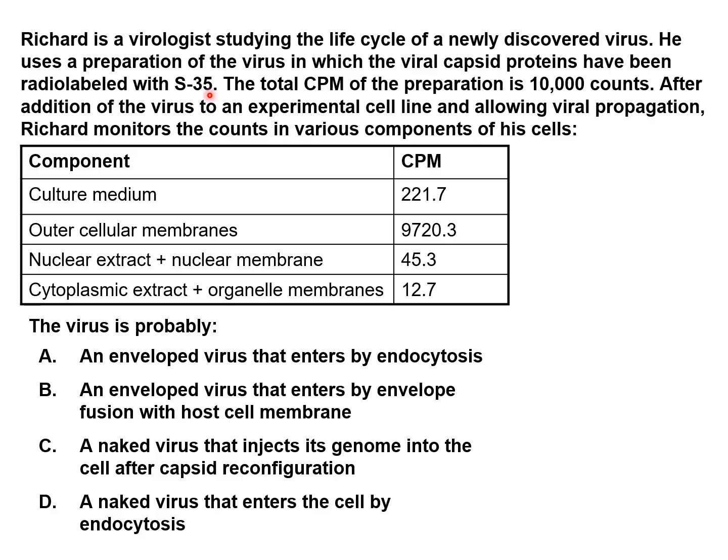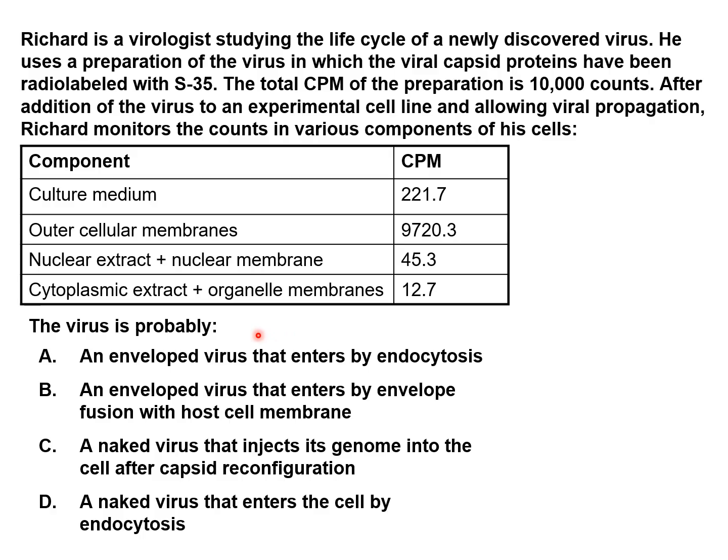So remember, the capsid proteins are labeled. The first component is the culture medium. The second component is the outer cell membranes. And then we have the nuclear extract and nuclear membrane. And the last preparation he has is cytoplasmic extract plus organelle membranes. So basically the question wants you to figure out where the capsid proteins ended up based on the CPMs. So where did the radiolabel go? After you examine that, try to figure out where the virus went, and what kind of virus it is.